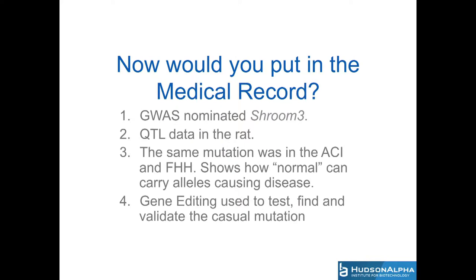So with this information, it was GWAS nominated. There's QTL data in the rat. What's interesting about this is that in the original mapping, there are two genes within that same QTL. So in the paper, there are nuances around that. But the point is that functionally, we know it's causing it, and with gene editing in the zebrafish we used, we have the causal mutation.